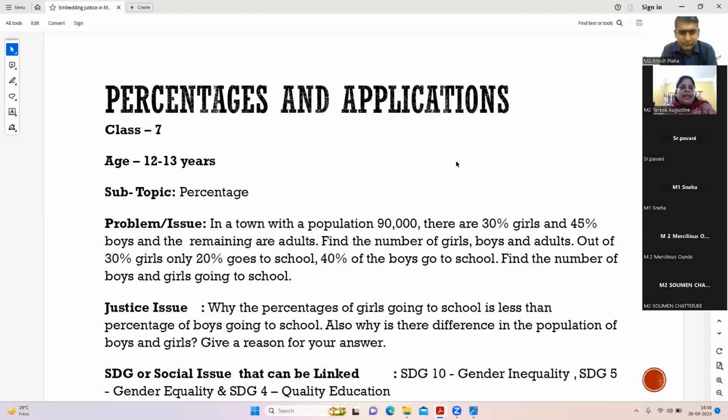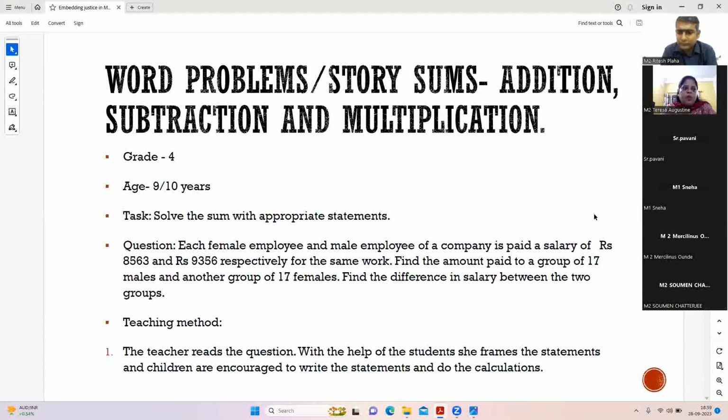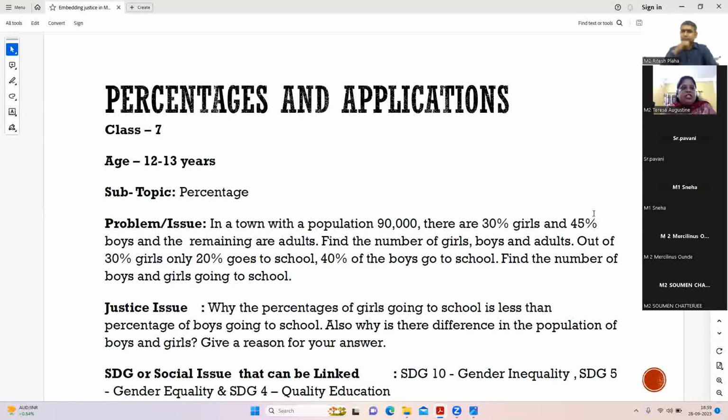The justice element is that the teacher can trigger a discussion: why do you think the percentage of girls going to school is less than the percentage of boys going to school? Also, why is there a difference in the population of boys and girls? So here again, it is gender inequality, and the SDG is SDG 5.